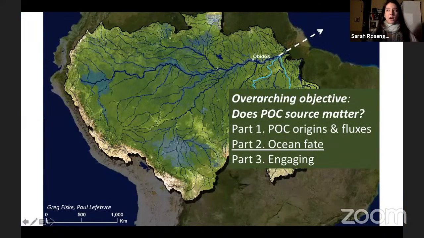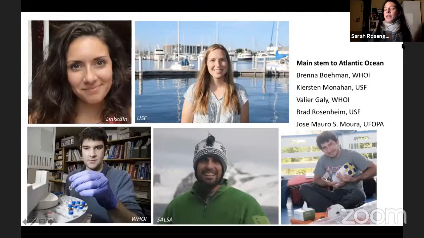So the second part is now trying to connect those different thermal stability, those different organic matter pools that we saw in the main stem, to their fate in the coastal sediments. A lot of this work is really being pushed forward by these individuals, Brenna, Kirsten, Vallée, Brad, Jose, who are doing a lot, linking all those ramped oxidation analyses that I just presented to the composition of sediments that get deposited in the Amazon mud banks. I'm going to present this hypothesis that they're working on, and I really suggest that you contact them if you want to talk about their hypothesis more and the very exciting field work they have coming up.